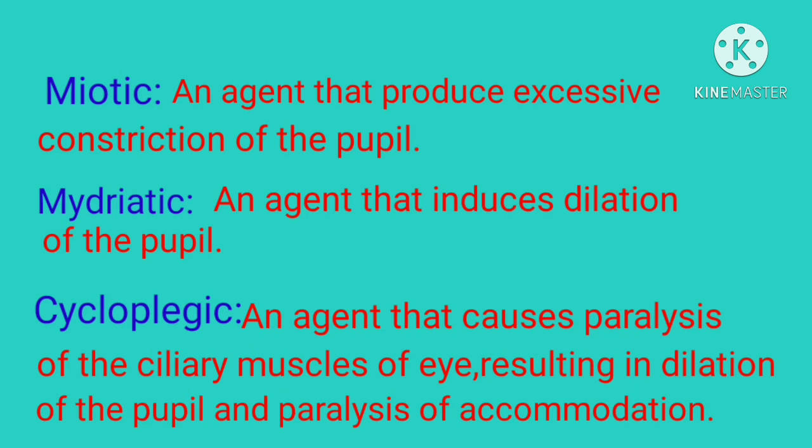Miotic is an agent that produces excessive constriction of the pupil. Mydriatic is an agent that induces dilation of the pupil. Cycloplegic is an agent that causes the paralysis of the ciliary muscle of the eye, resulting in dilation of the pupil and paralysis of accommodation.